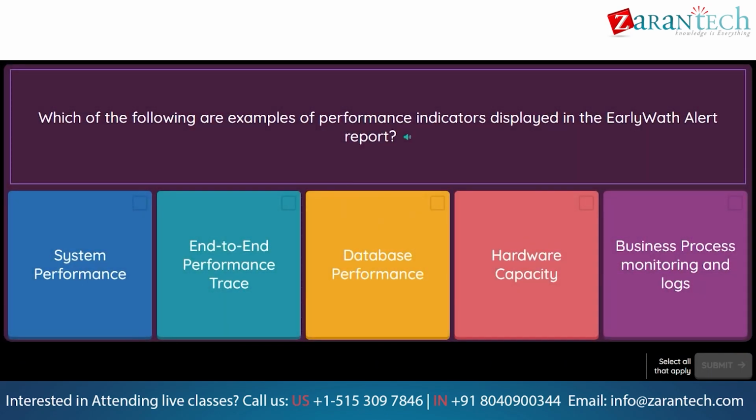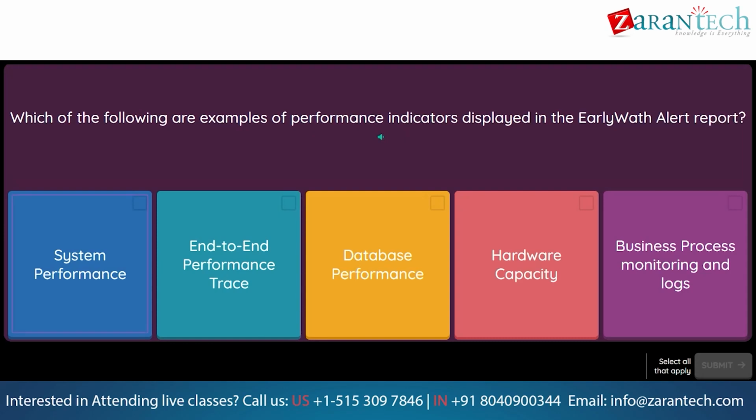Question: which of the following are examples of performance indicators displayed in the EarlyWatch Alert report? Option 1, System performance. Option 2, End-to-end performance trace. Option 3, Database performance. Option 4, Hardware capacity. Option 5, Business process monitoring and logs.